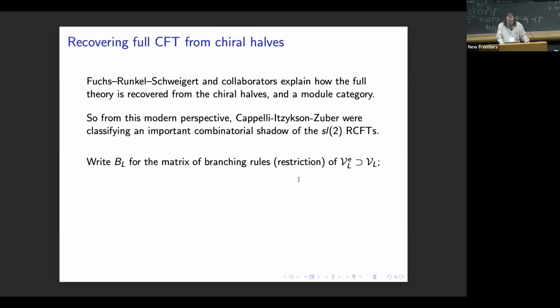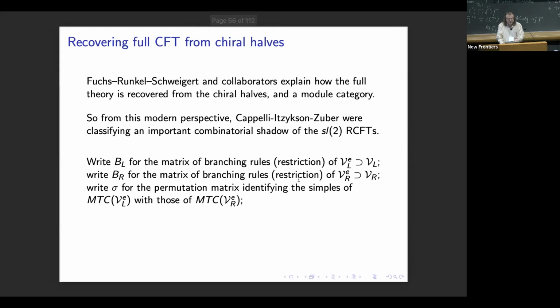So the way to see your modular invariant from this point of view is you have your left extension, saturation, and so that's going to give you restriction maps of branching rules, and the same for the right. And then you have your permutation coming from your tensor equivalence. So this is the triple that we were talking about before. This is what it looks like combinatorially.